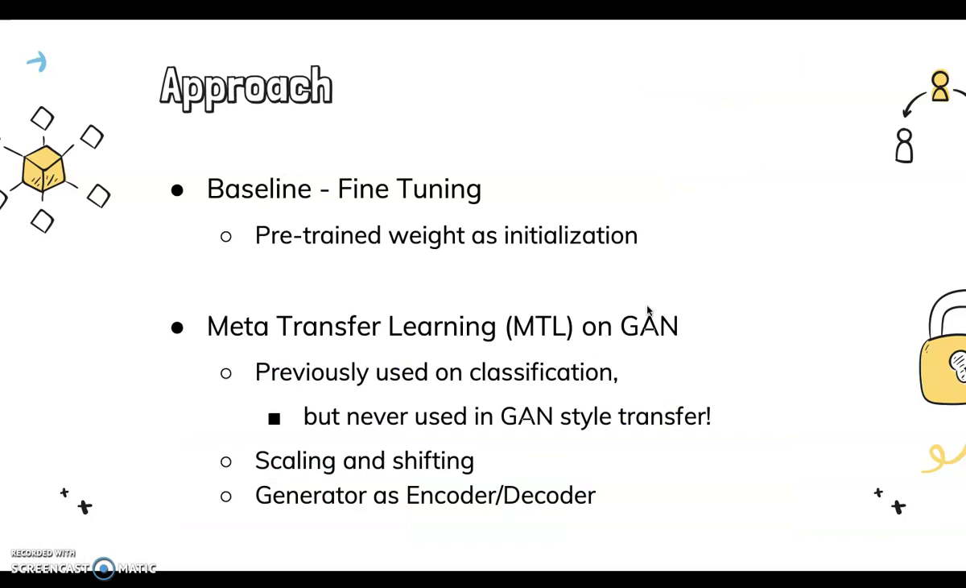To achieve our goal, we first try naive fine-tuning techniques for our CartoonGAN model as a baseline reference. We use the model trained on higher style images as the initialization and train it on our hierarchy style dataset. Beyond that, we introduce meta-transfer learning. We will call it MTL for short. MTL was previously used on classification tasks, but never used in GAN style transfer. To fit the problem well, we separate this method into two parts, scaling and shifting and generator decomposition.